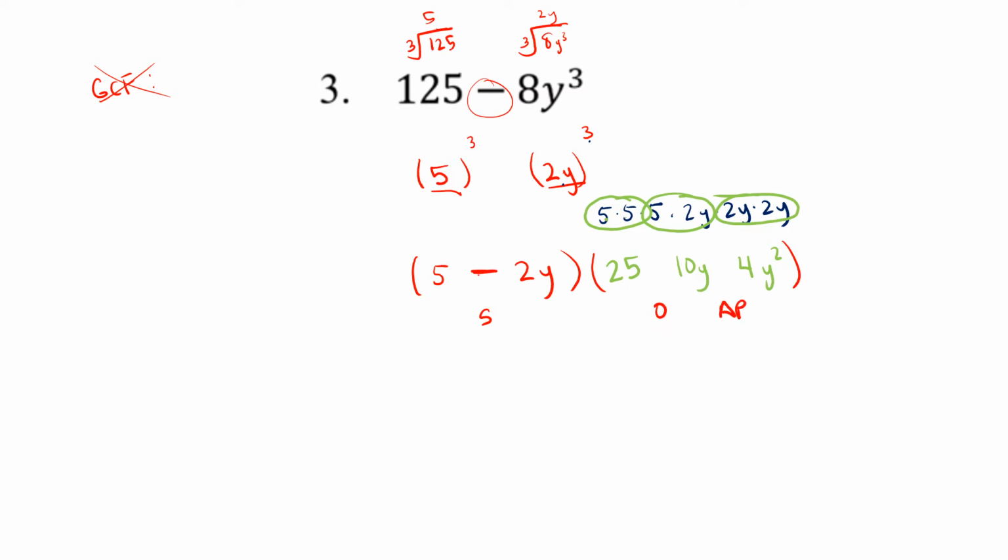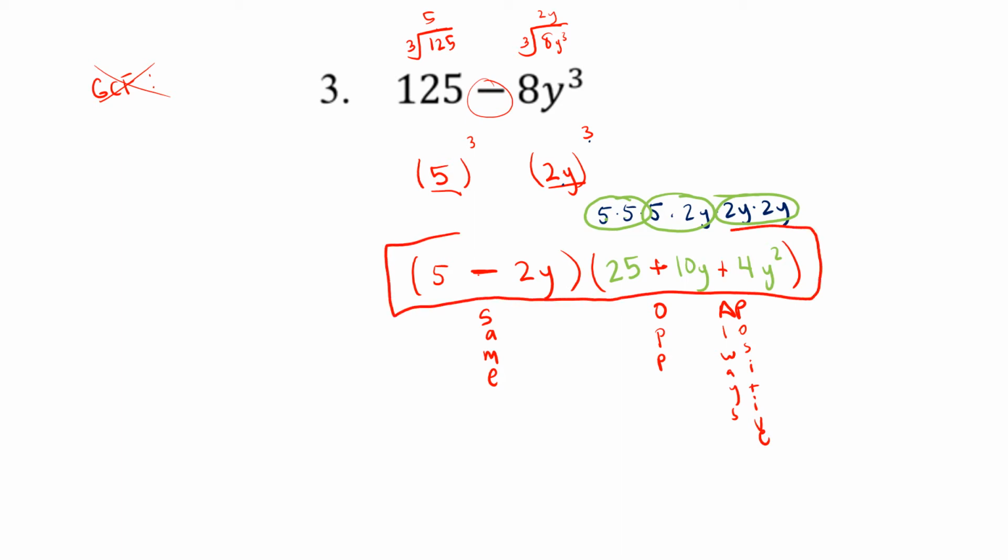Right? Again, how SOAP works is the S stands for same, right? So same as the original, minus. The O stands for opposite. So opposite from subtraction would be addition. And that last step, AP, stands for always positive, telling us that this is always going to be addition there. Which factors that trinomial, or factors that difference of cubes completely there.